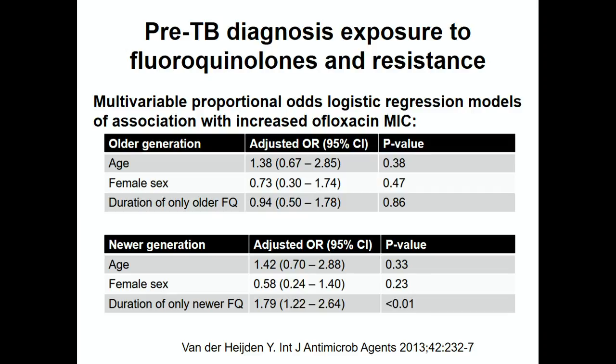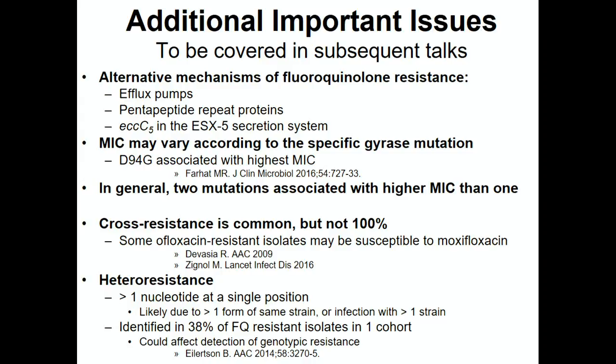He performed multivariable proportional odds logistic regression models looking for an association with an increased ofloxacin MIC. This is now the older generation agents, so ciprofloxacin and ofloxacin. After adjusting for age and sex, duration of use of these agents was not significantly associated with MIC. But with the newer generation agents, it was, with an adjusted odds ratio of 1.8, and that was statistically significant. It could be that these newer agents are not suppressing, and the issue of the mutant prevention concentration is whether this is promoting resistance. So an interesting finding. There are some additional important issues, and these will be addressed in greater detail by subsequent speakers.